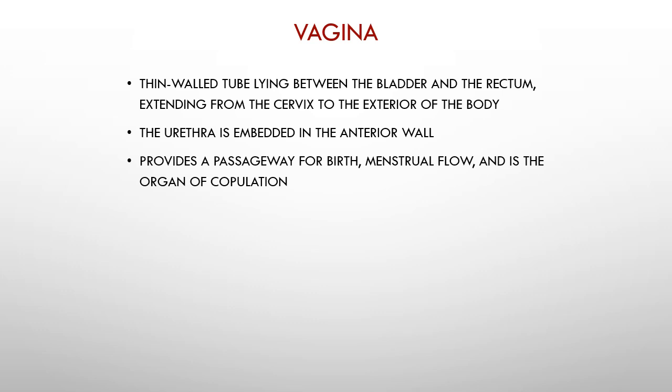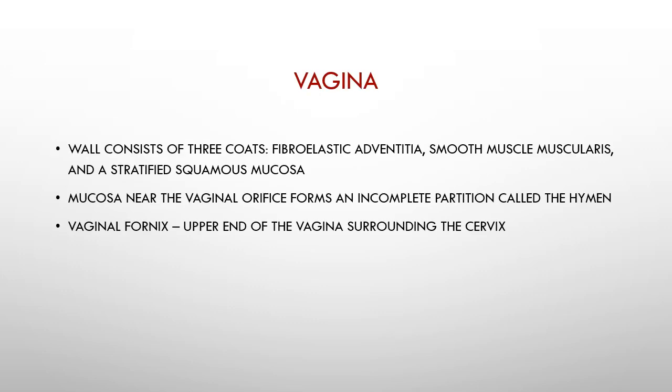The vaginal canal is there for copulation, it's there for birth, it's there for menstruation. And so it has a few different functions that it serves for the female reproductive system.